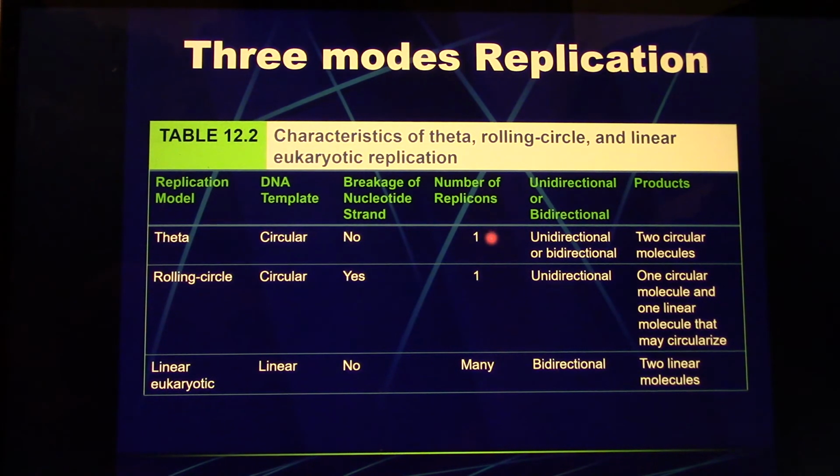It's going to tell you the number of replication origins or replicons, one versus many, and whether it's unidirectional or bidirectional, and how many products you're going to get and what shape they're going to be. Are they going to be circular or are they going to be linear? So make sure you study table 12.2 and know it.